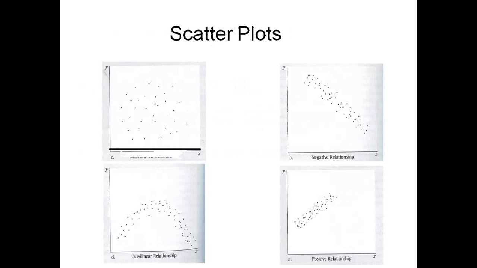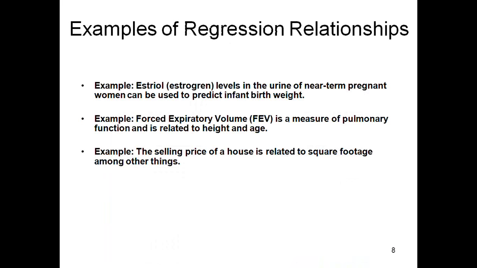Then there is a curvilinear relationship, and there is another technique for predicting this curvilinear relationship. And the fourth is a positive relationship: when your x is increasing, your y is also increasing. So we'll deal with the negative relationship and the positive relationship. That is the linear regression for us in today's presentation.